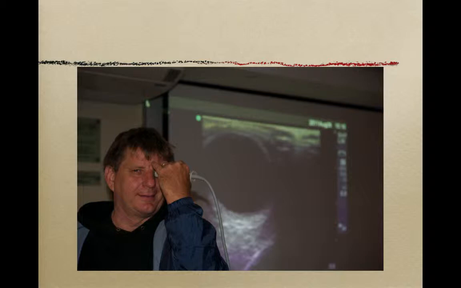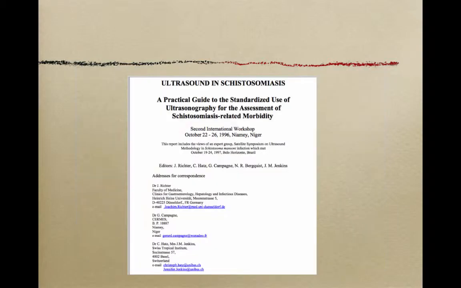Unfortunately, Joachim wasn't available to give this lecture, but had kindly allowed me to use some of his slides and images. He was the main editor and probably the foremost guide to the use of ultrasound for the evaluation of schisto. And we're going to be talking about some of the things found in this guide because I think it's a good framework for the different findings that we see by ultrasound in both urogenital and intestinal schistosomiasis.